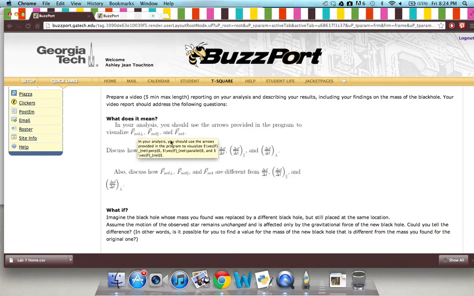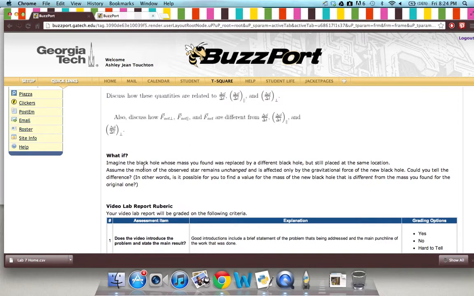In relationship to each other, FNet parallel is going to always run in the direction parallel to the force, and perpendicular will run at a 90-degree angle to FNet. FNet parallel can run in the same direction, or what you'd call anti-parallel, which is where it runs in the opposite direction, the arrow points in the opposite direction, but it's still parallel to FNet.